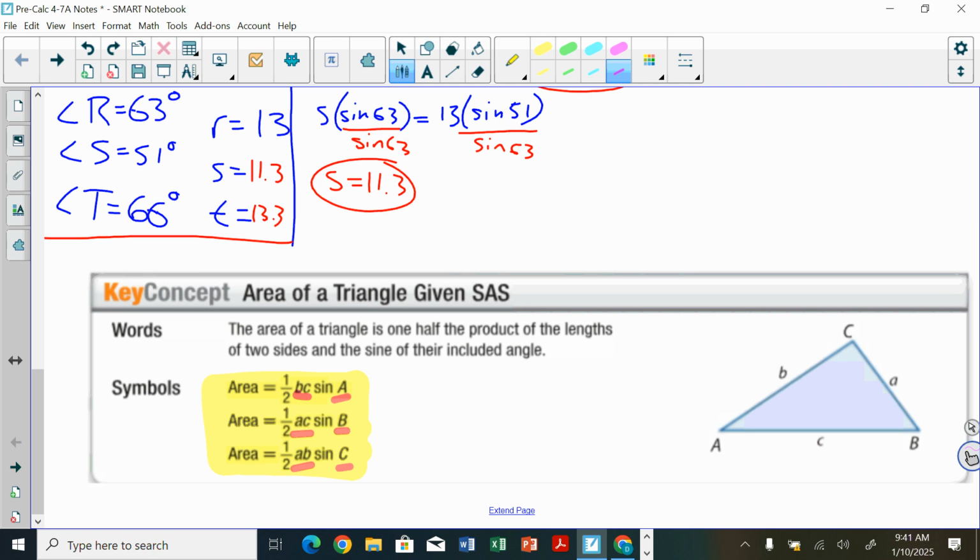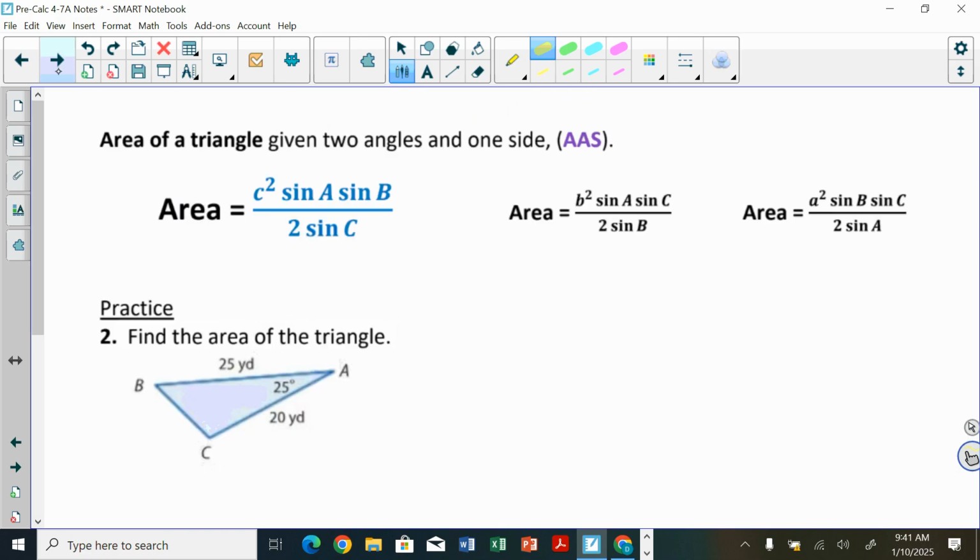Another one, and this is if it's side, angle, side, right? So we've got 2 sides and an angle in between them. So we just have to pick what formula works the best. There's another one that works here on the next slide, area of a triangle when 2 angles and 1 side are given. So if we're given angle, angle, side, we can use this formula here. Area equals C squared times the sine of A times the sine of B over 2 times the sine of C.